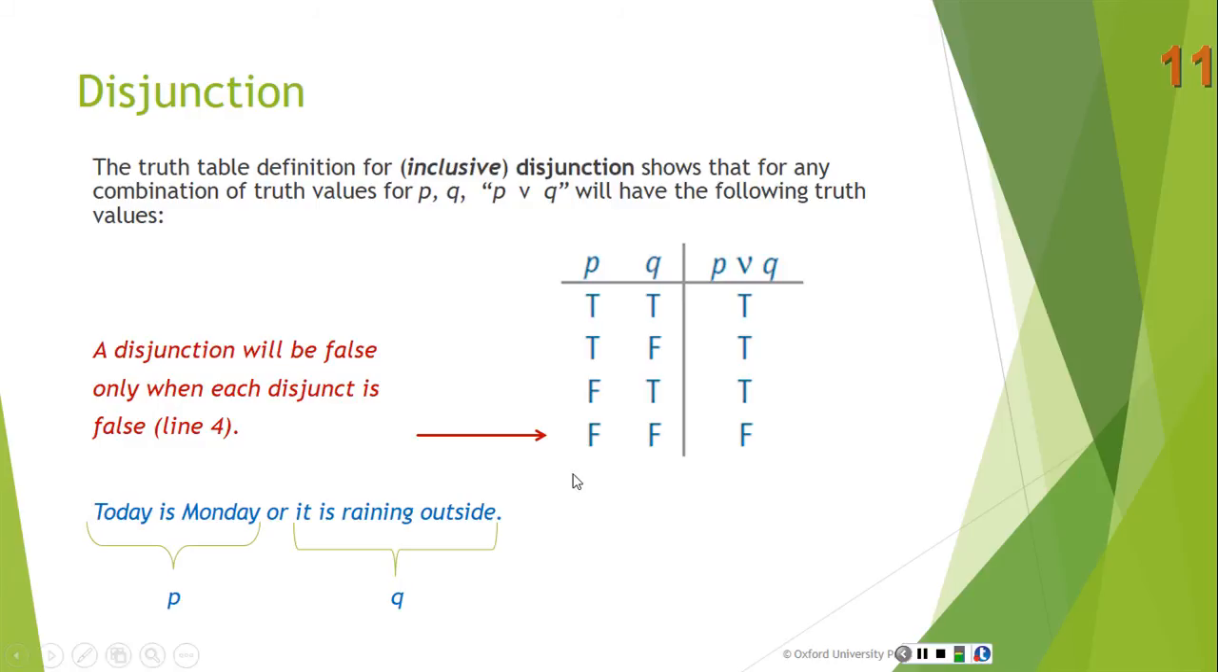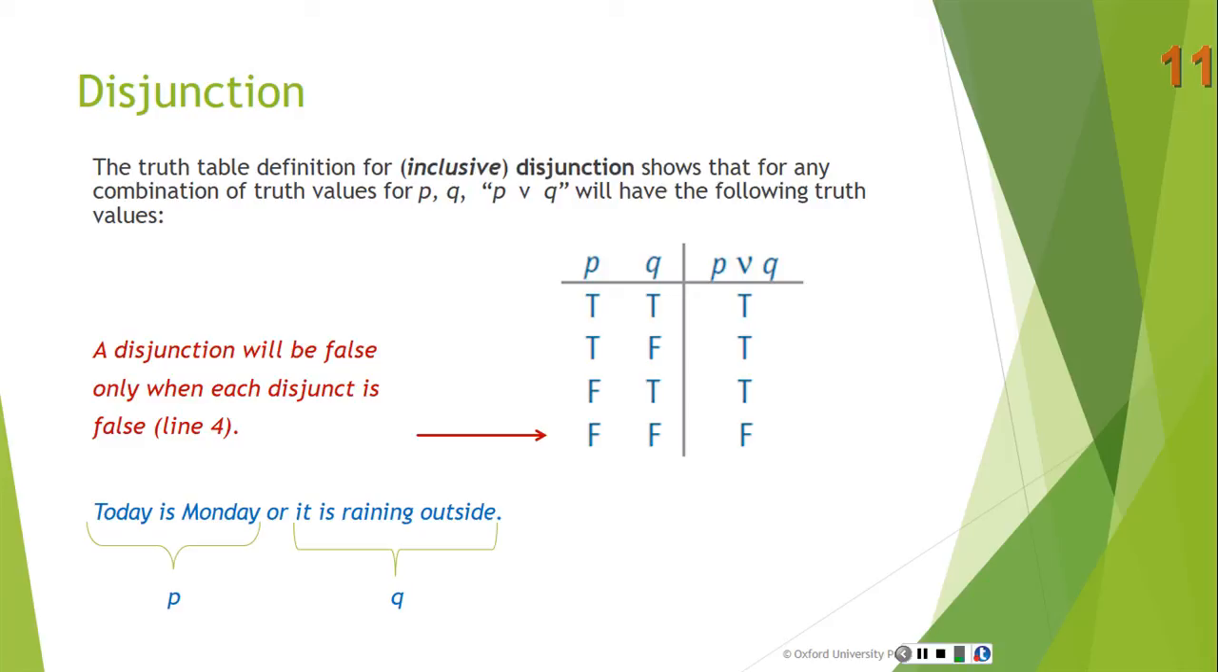So this one isn't as intuitive, I think, and I'll talk to you about that. Because if someone says today is Monday or it's raining outside, you might think that if both of them are true, then this statement is false. If it ended up that it was Monday and it was raining outside, you would say, well, looks like you said something false. So this one is a little bit counterintuitive.